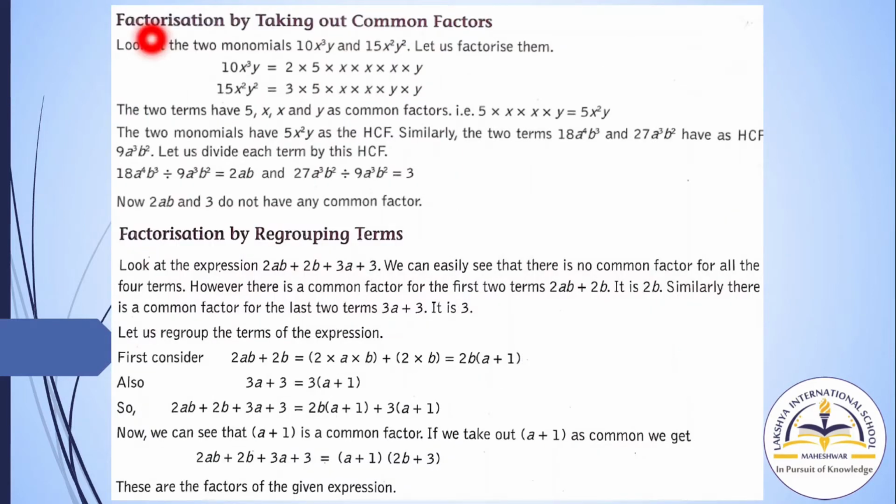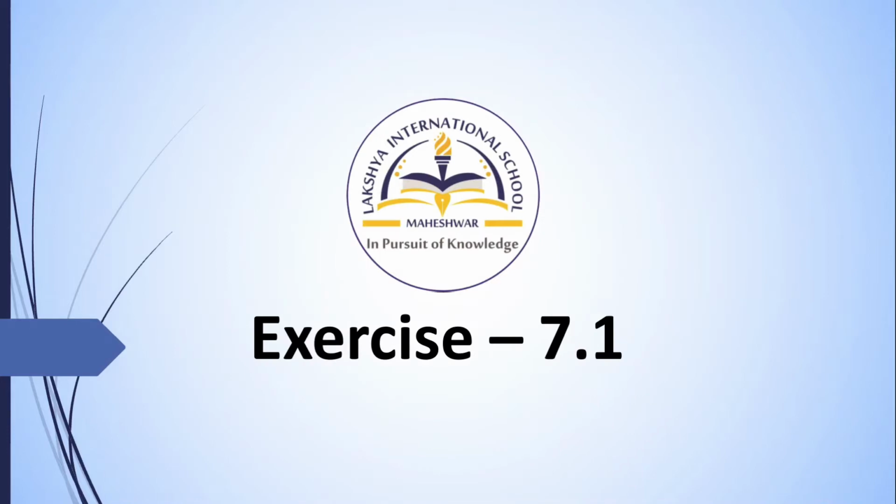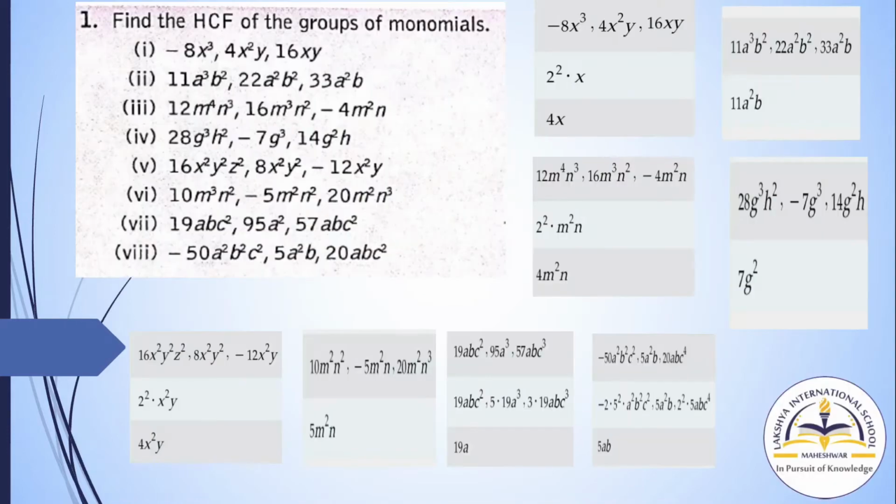Now in this video first we will see the factorization by taking out common factors from the two monomials, or the factorization by regrouping terms. We will see both the topics in this exercise. Now we will solve exercise number 7.1.